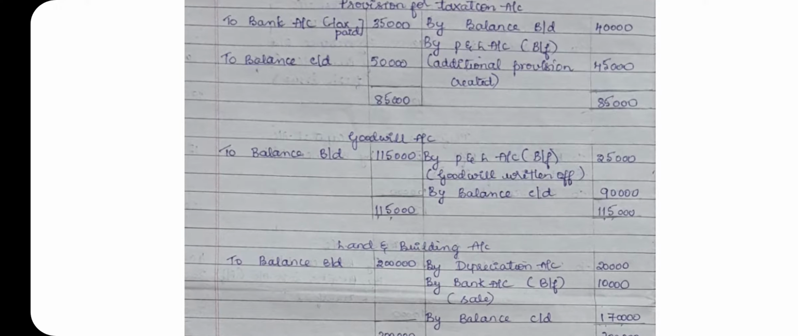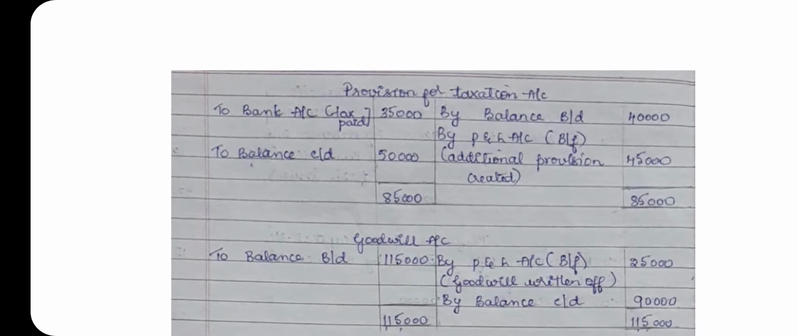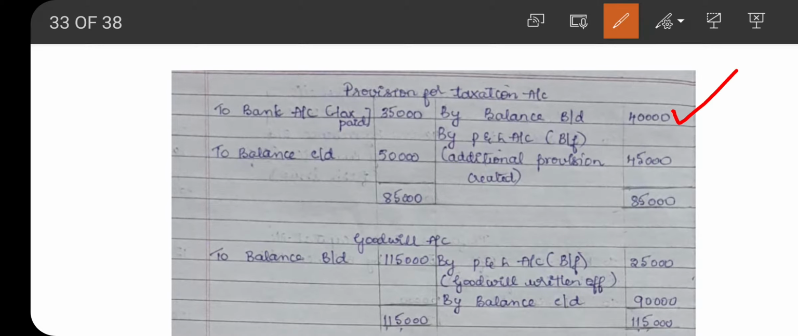Next we are preparing provision for taxation account. They have given the opening balance which is 40,000. So by balance brought down 40,000, and it is given in the problem that they have paid tax of rupees 35,000. So to bank account tax paid 35,000. Then they have given you the closing balance. So to balance carried down 50,000.